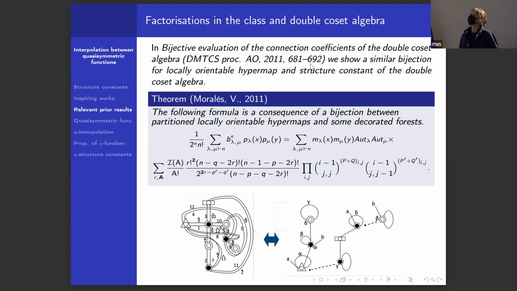So, a new version of this bijection, this time for hypermaps on general surfaces, not necessarily orientable ones, and involving some decorated trees, gives us a similar formula, in fact, for the structure constants of the double coset algebra. As you can see, the objects involved are much more sophisticated, and so is the resulting formula. This work we did together with Alejandro Morales.